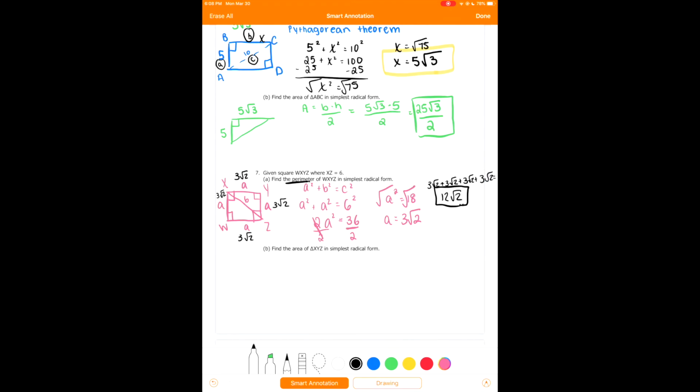And then the area of XYZ, that's going to be base times height over 2. So that is 3 radical 2 times 3 radical 2 all over 2, which you can plug right into your calculator, and you should get 9.